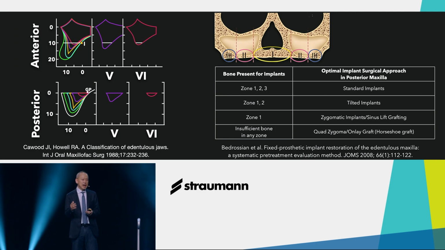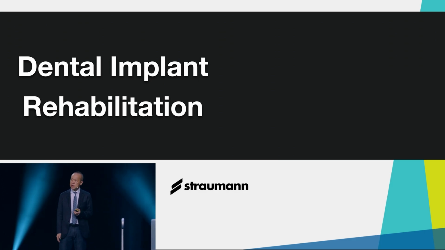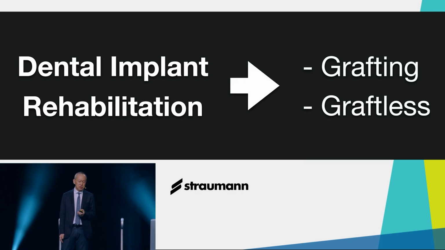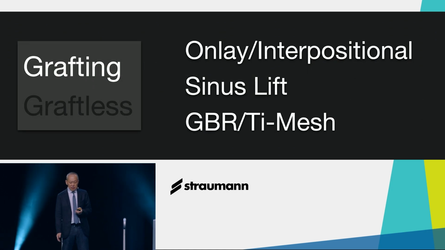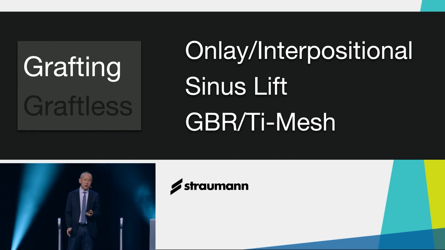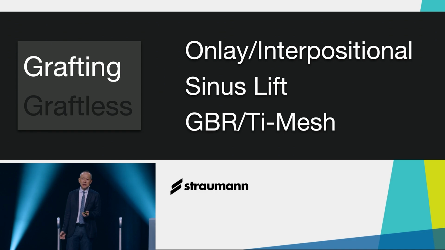In order to rehabilitate patients with severe maxillary atrophy with dental implants, there are two approaches called grafting and graftless. In the grafting approach, there are different techniques, including onlay or interpositional graft, or you should be familiar with the sinus lift grafting, guided bone regeneration, or even the use of titanium mesh.